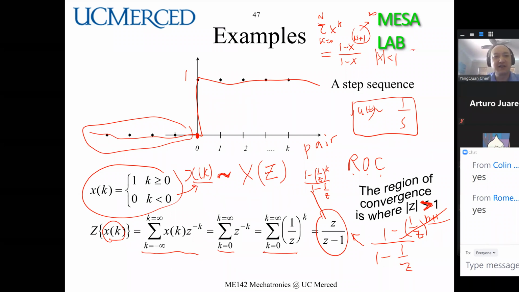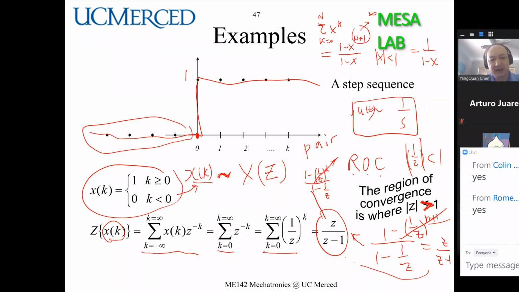But when n goes to infinity and x is less than 1, then we can say this is just 1 over 1 minus x. In this case, we can assume this is less than 1, meaning 1 over z in absolute value is less than 1. That means z is greater than 1. So then you only have 1 over 1 minus 1 over z. So this will give you z over z minus 1. So that is this one. In other words, I know that this is called an integrator.